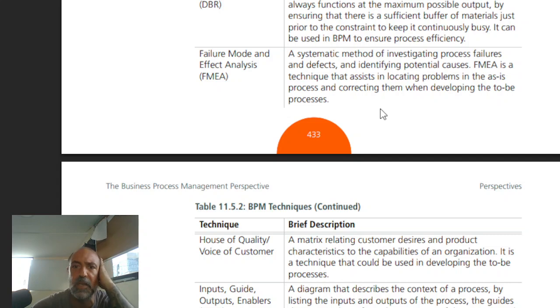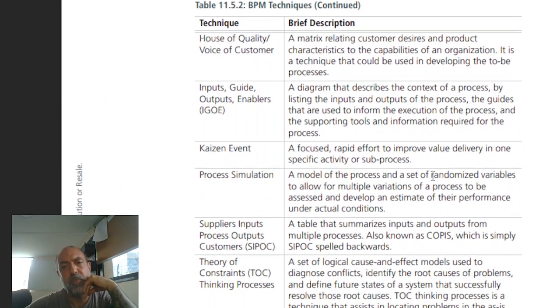Failure mode and effect analysis, a systematic method of investigating process failures and defects and identifying potential causes. FMEA is a technique that assists in locating problems in the as-is process and correcting them when developing to-be processes. There's House of Quality, Voice of Customer, a matrix relating customer desires and product characteristics to the capabilities of an organization. It is a technique that could be used in developing the to-be processes.